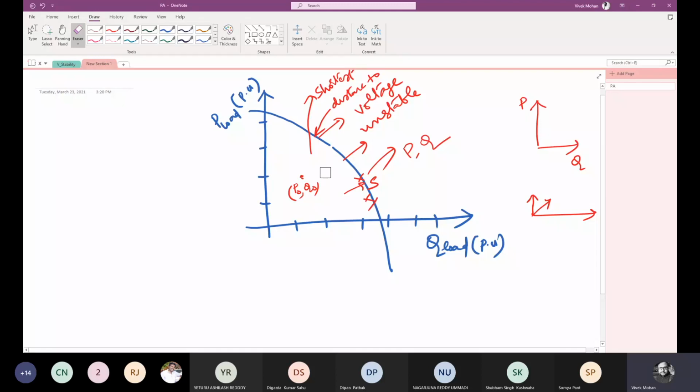Now, I am increasing the power up to this surface. Then I'm drawing a normal from this point. This normal is some eta 1. Till point 1, I am increasing my loading from the initial condition P0 Q0, and from the surface at point 1, I am dropping a normal.